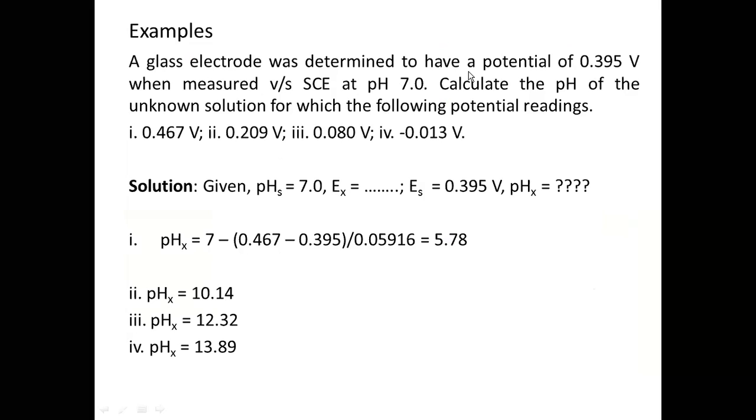Okay, this is a representative example. A glass electrode was used and measured the EMF of 0.395 volts against saturated calomel electrode at the standard pH of 7. What is the pH of the unknown, which has shown the potentials of 0.467, 0.209, 0.08 and minus 0.013 volts?